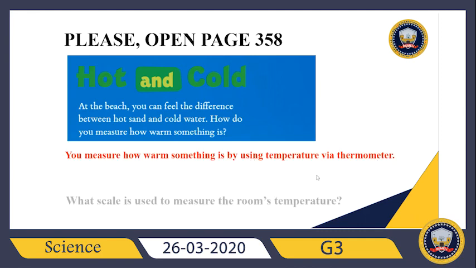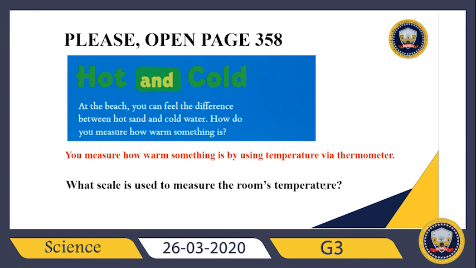So, what scale is used to measure the room's temperature? In Turkey, we generally use Celsius scale, but in America, people generally use Fahrenheit scale. Because of this, the thermometer includes both of them, Fahrenheit scale and Celsius scale.